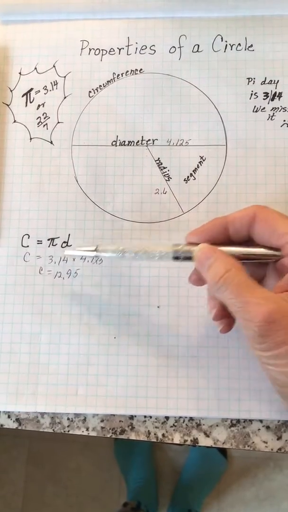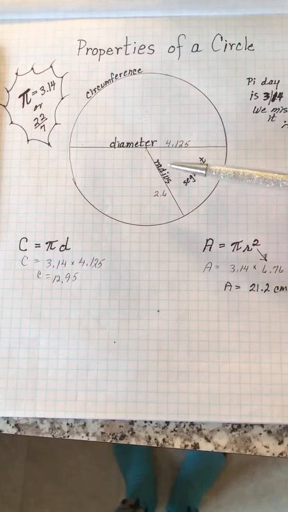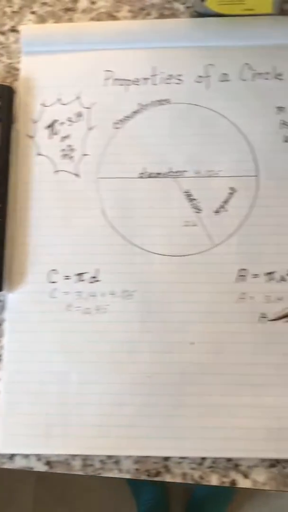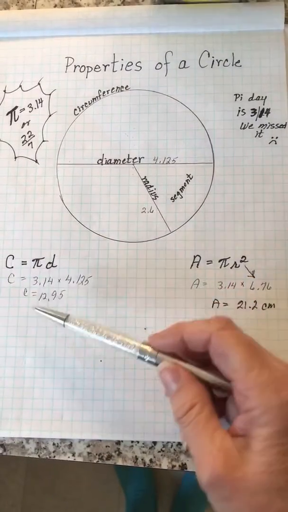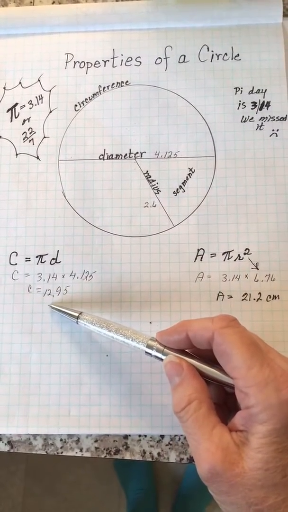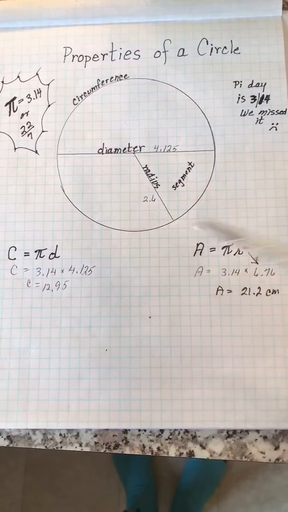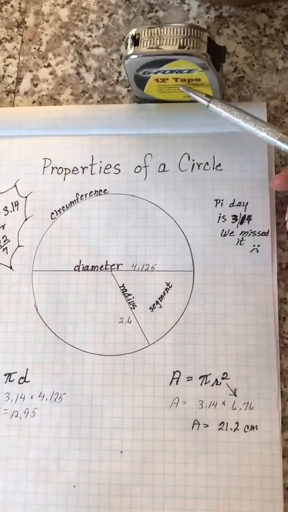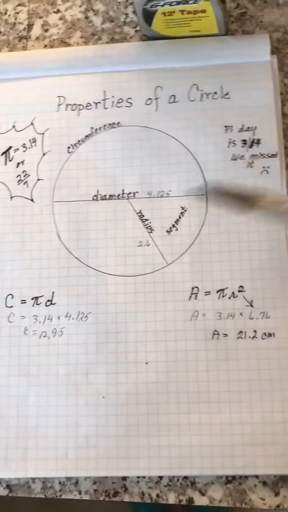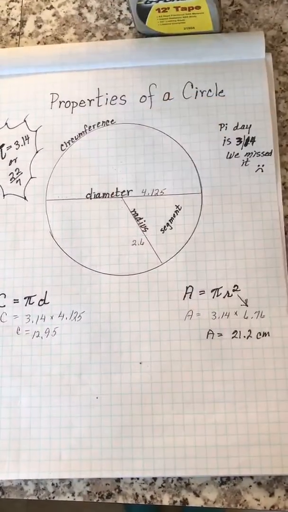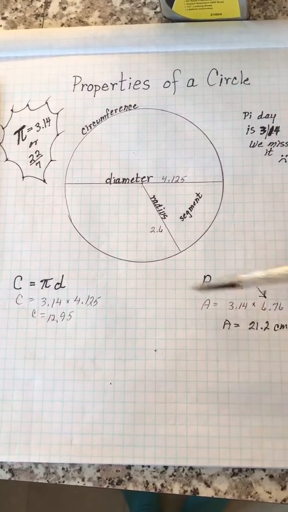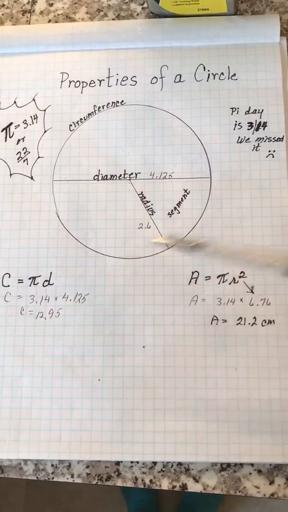That is 3.14 times the diameter, 4.125. You can use your calculator, as I did for this, and you come out with the answer. Circumference equals 12.95. I checked this by taking a tape measure and putting it around the outside of the can, and it looked like just about 13, which matches 12.95.